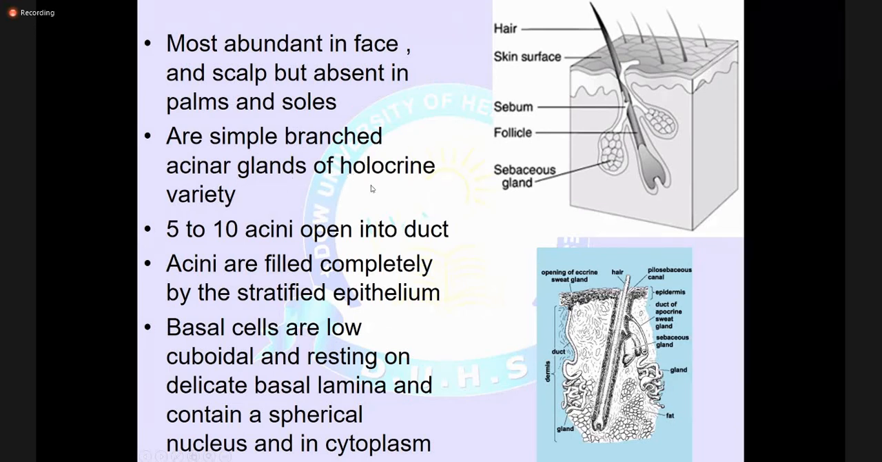Why are they named holocrine? Because the whole cell is lost along with the secretion. So we have 5 to 10 acini opening into the duct system. These acini are filled completely by stratified epithelium, and the basal cells are low cuboidal. As a rule, we have stratified cells, and the basal cells are always cuboidal in shape.